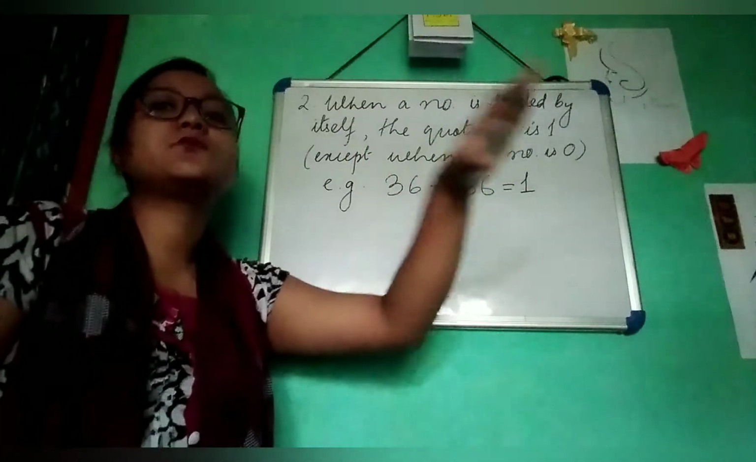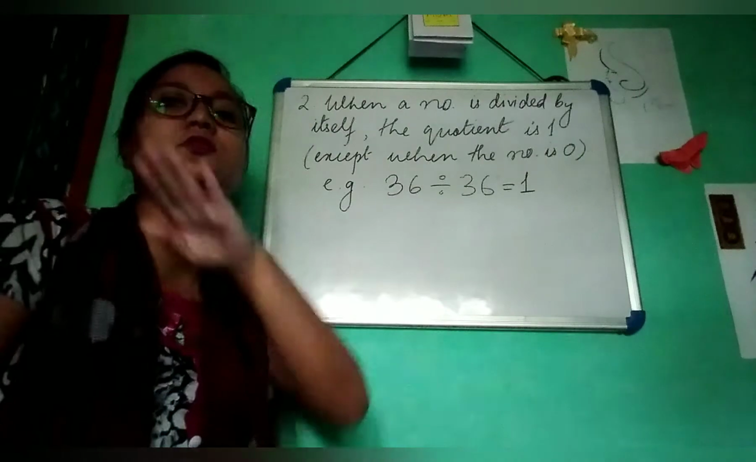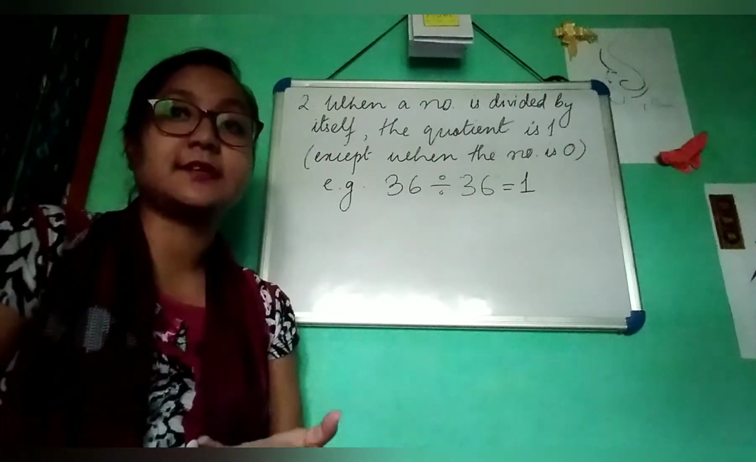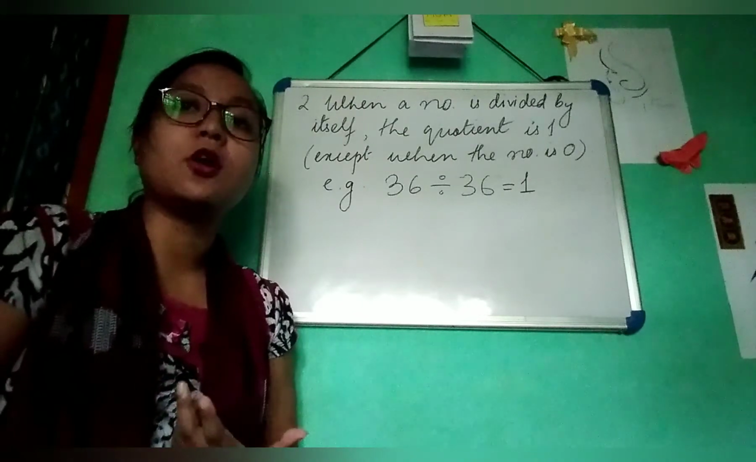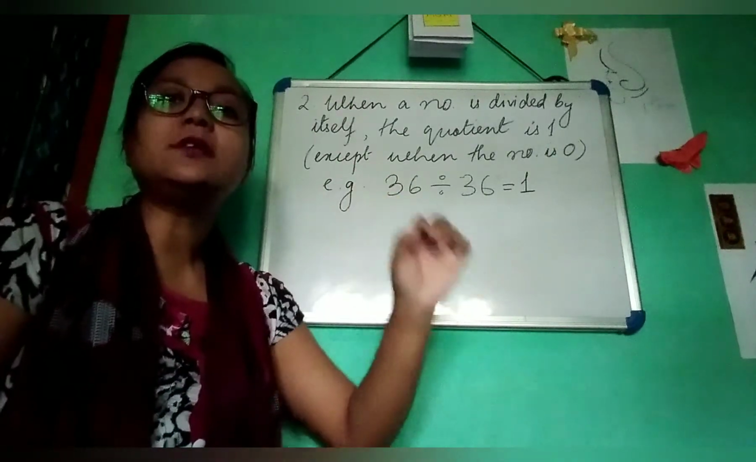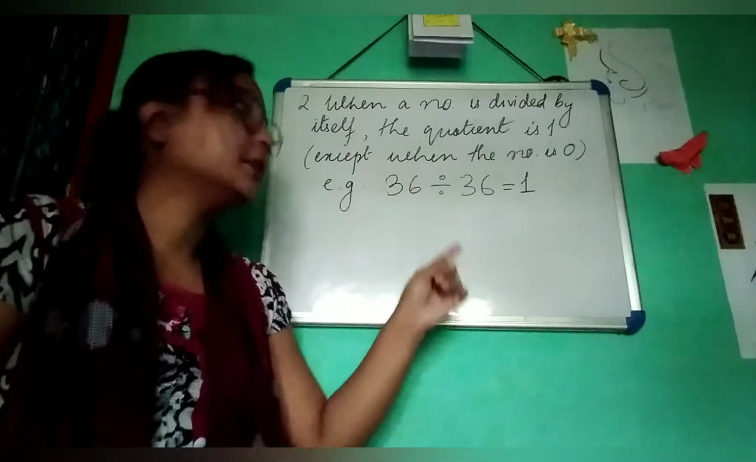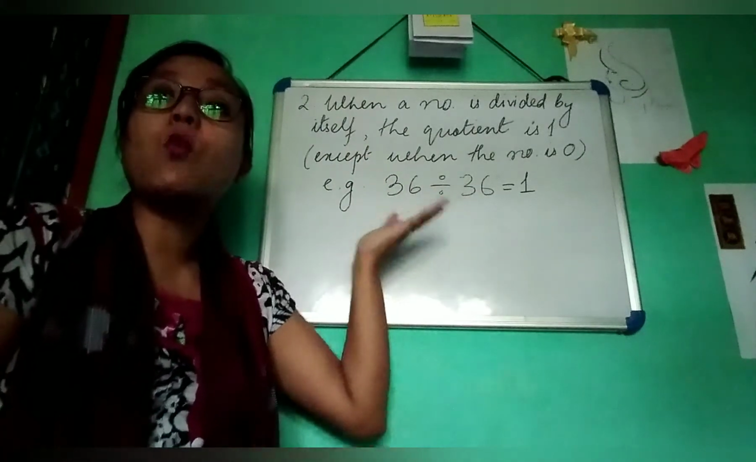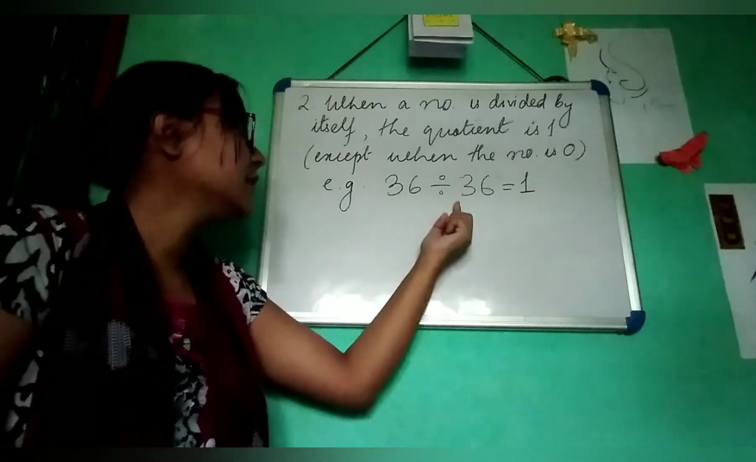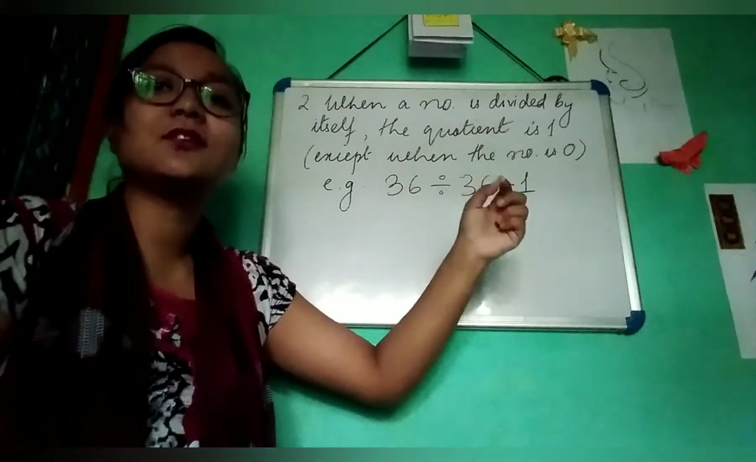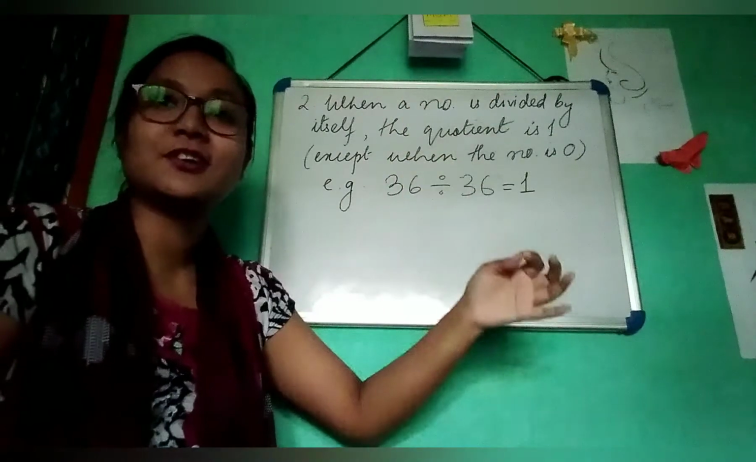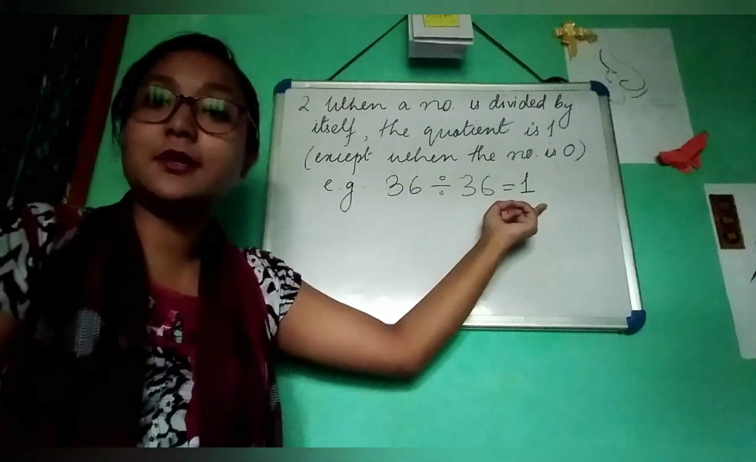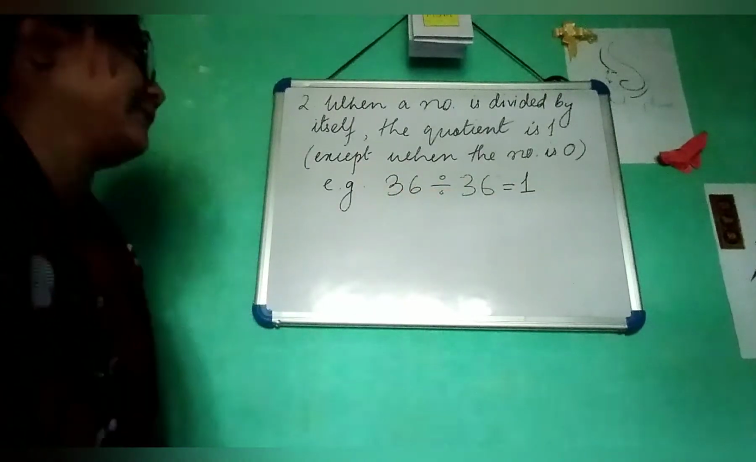There are 36 students in your class. Suppose you have 36 students in your class and you have bought 36 chocolates, and you need to distribute those 36 chocolates among 36 people. How much will each one get? Obviously, if we distribute 36 chocolates among 36 children, each student will get 1. So this is the concept of it.